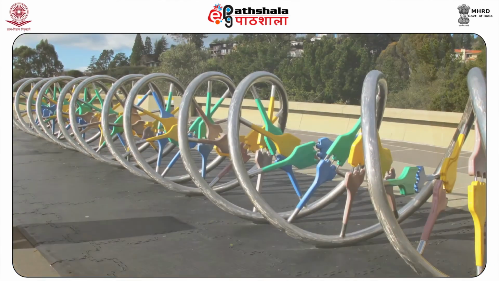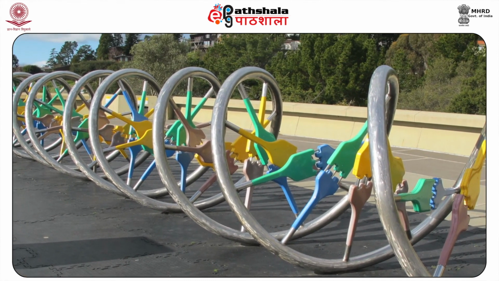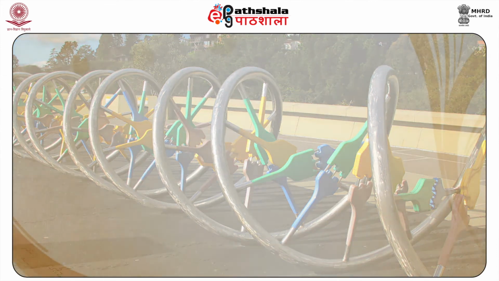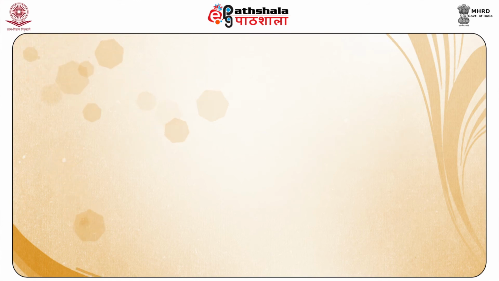The 2 chains of the DNA molecule are coiled in a right-handed manner. The pitch of the helix is 3.4 nanometers and each turn of the helix contains 10 base pairs. Here in the figure we can see that the plane of one base pair stacks over the other in the double helical structure of DNA. Now we will study the forensic significance.